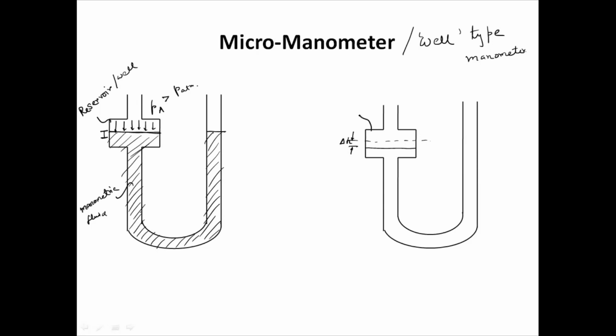As this diameter is larger, let us take the area of the well, and here A is the tube area. So here the depression is delta H, but because of this amount coming down here, it will be more.